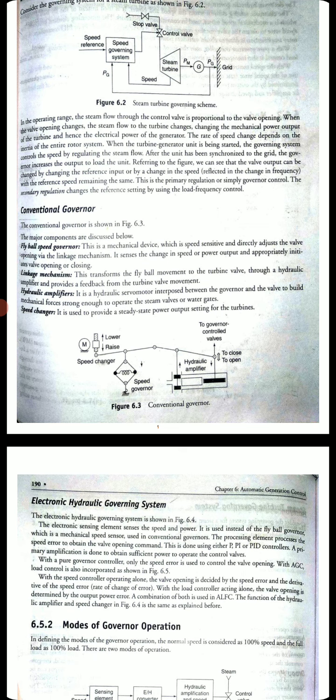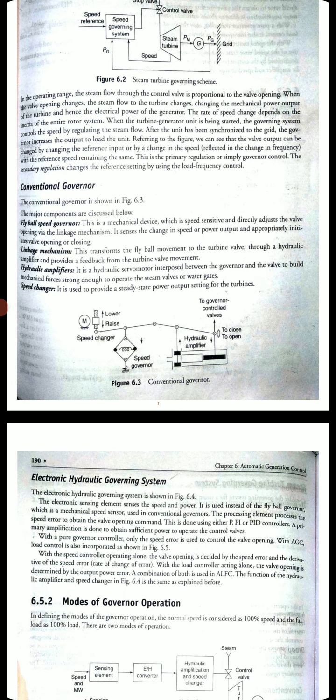This transforms the flyball movement to the turbine valve through a hydraulic amplifier and provides feedback from the turbine valve movement. You can see there is a hydraulic amplifier. Before that there is a linkage mechanism, meaning a link between the hydraulic amplifier and the flyball assembly, where the feedback from the turbine is also given to the hydraulic amplifier. The flyball movement goes to the turbine valve through this hydraulic amplifier. So this is the linkage mechanism. Obviously, as the name itself says, it is a link between the two.